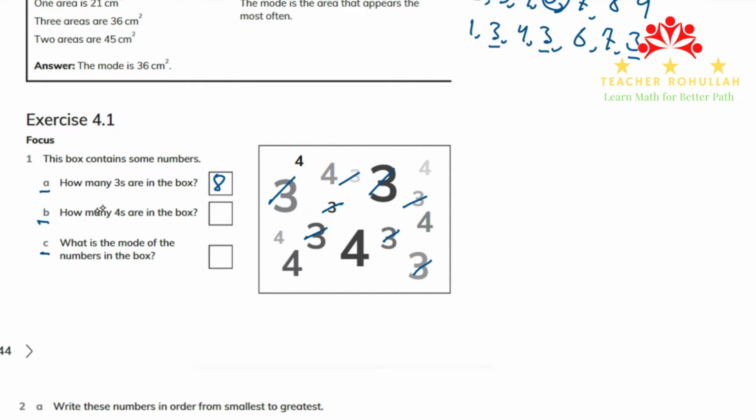Part B says how many 4's are in the box. Again, we have to count: 1, 2, 3, 4, 5, 6, and 7. There are 7 4's in this box. And in part C, it says, what is the mode of the numbers in the box? As I explained, the number that occurs most often is the mode of that set of data. So we see that 3 is occurring more than 4. So the mode of this data set is 3, because 3 occurs 8 times and 4 occurs 7 times. Let's scroll down to move to question 2.